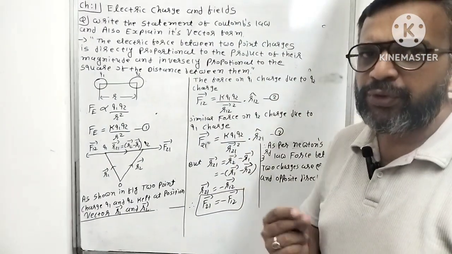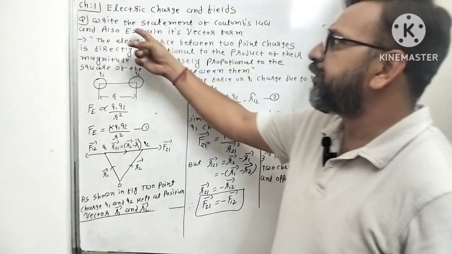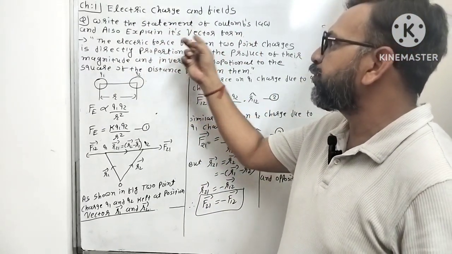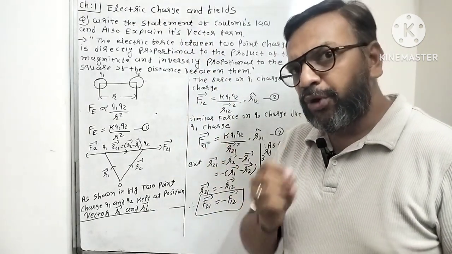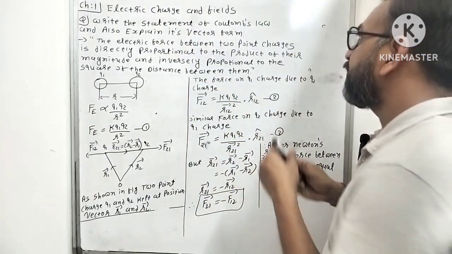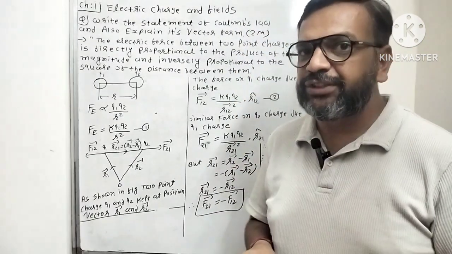Today we are going to learn a quick revision of chapter number 1, and the first theory question is: write the statement of Coulomb's law and also explain its vector form. It is a very important question for the board exam, asked for 2 marks. So let's first write the statement.